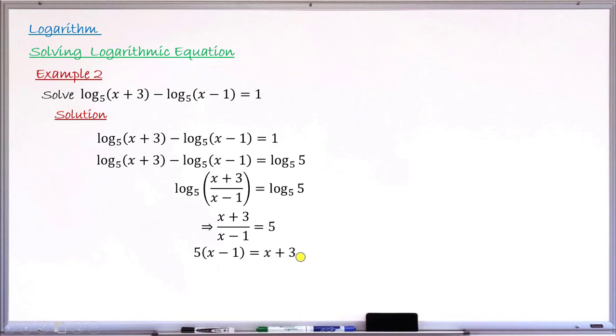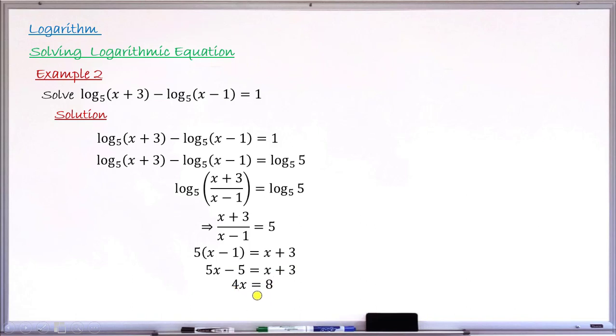So I will now expand the bracket. That gives me 5x minus 5 equals x plus 3. And collecting like terms gives me 4x equals 8. This x has now shifted to the left and this minus 5 shifted to the right, which is what gives you this 4x equals 8.